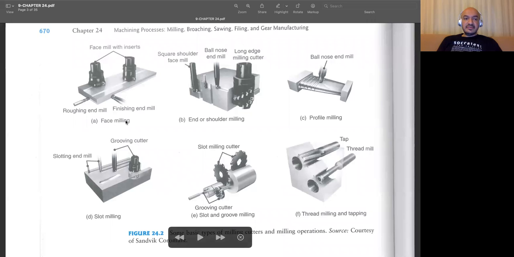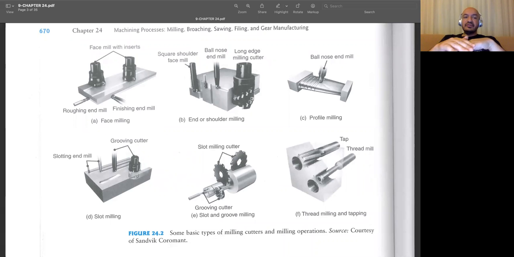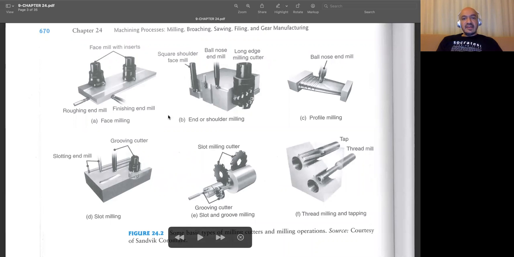For instance, this is face milling, and as the name implies, with the help of this milling process, we are removing material from the top surface. And you can see some specific milling cutters. And then we have end milling, or sometimes we may call it shoulder milling. You see, we have a specific tool. It goes into the workpiece and removes some material, sometimes from the shoulder, but it can even go into the workpiece and open some types of pockets.